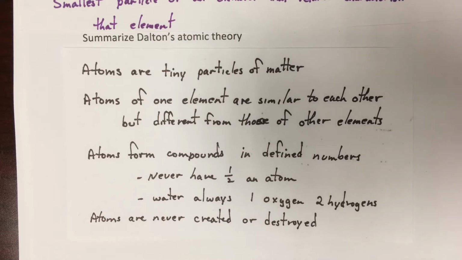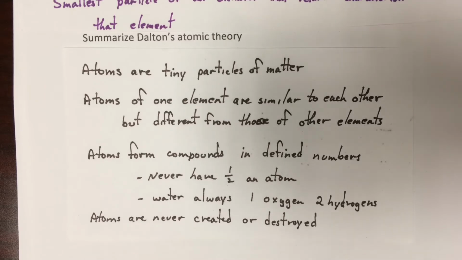Atoms form compounds in defined numbers. So you'll never have a compound that has half of an atom. Atoms do not occur in halves or quarters or eighths. You always have whole atoms, and they always are combined in defined numbers. So water always has one oxygen and two hydrogens. Hydrogen peroxide always has two oxygens and two hydrogens. And that's what makes it hydrogen peroxide and not water, because of the extra oxygen atom.